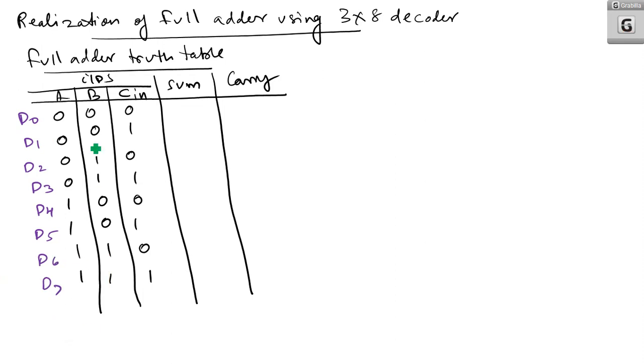Now coming into the sum and carry part. 0 plus 0 plus 0: sum is 0, carry is 0. 0 plus 0 plus 1: sum is 1, carry is 0. Here we get 1 plus 1: sum is 0, carry is 1. Again, sum is 0, carry is 1. Sum is 0, carry is 1. Here sum is 1, carry is 1.